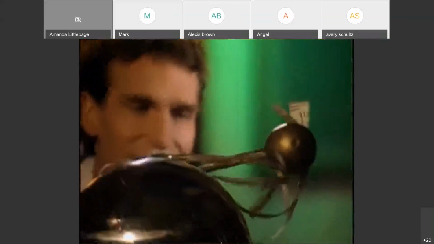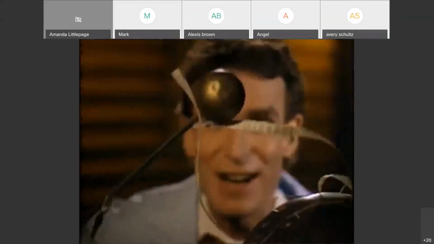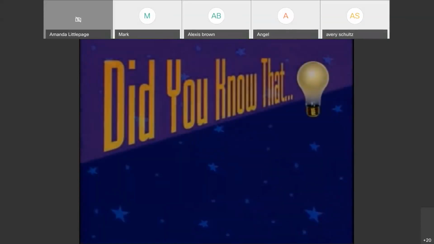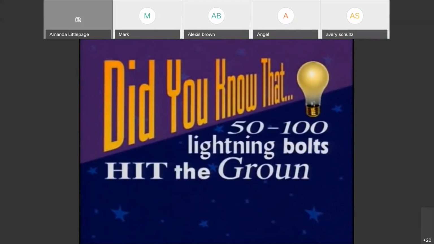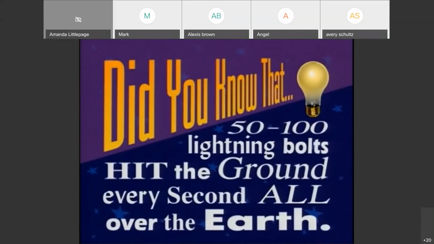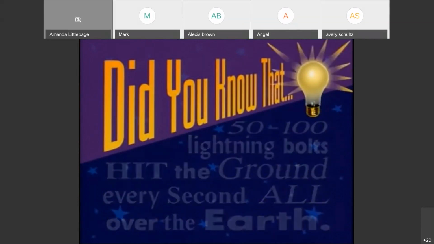Discharge electrons. Oh, Bill. Discharge to the ground. Bill, did you know that? Lightning can strike backwards from the ground to a cloud. 50 to 100 lightning bolts hit the ground every second all over the earth. Now you know!